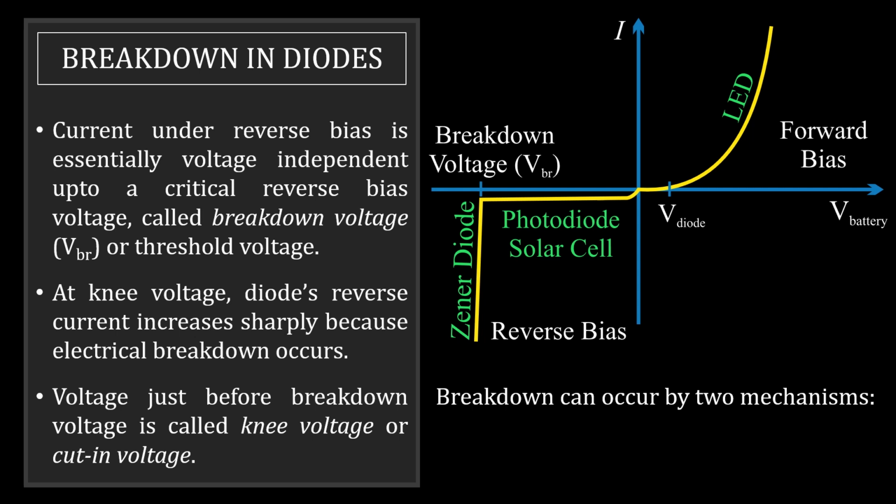There are two kinds of breakdown, avalanche breakdown and Zener breakdown. Now I have shown here, in case of Zener breakdown, we use it as a Zener diode. In reverse bias, we use diode as a photodiode or a solar cell, and in forward bias, we use the diode as an LED.